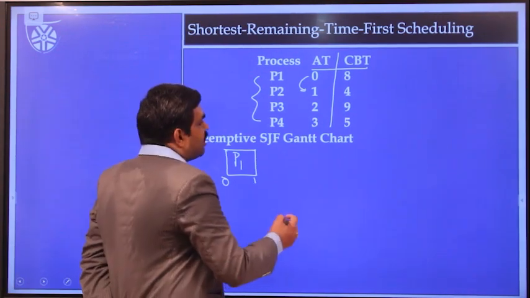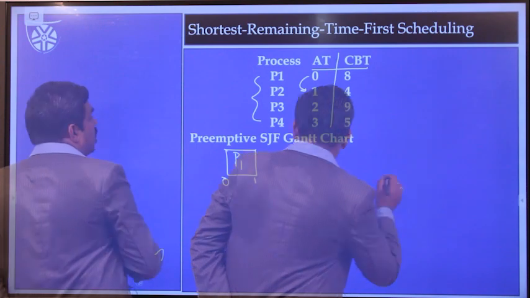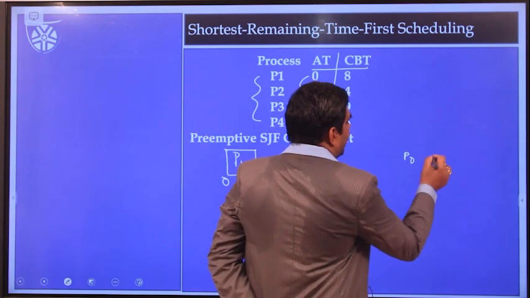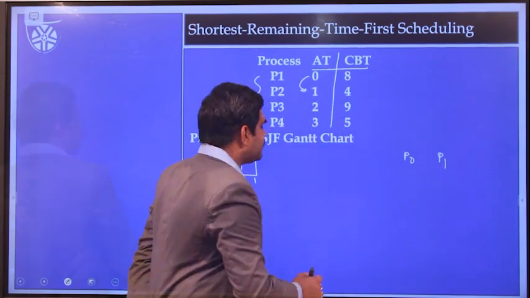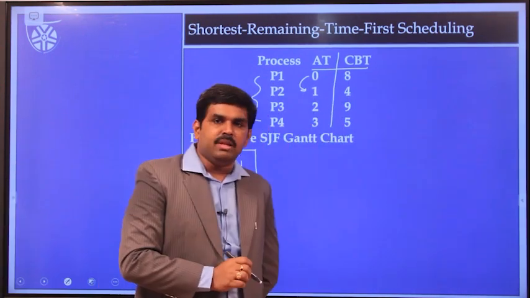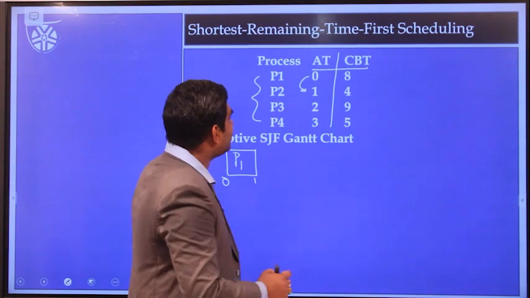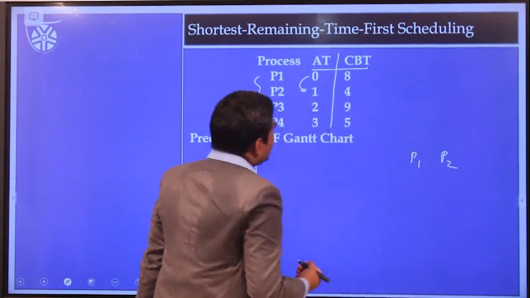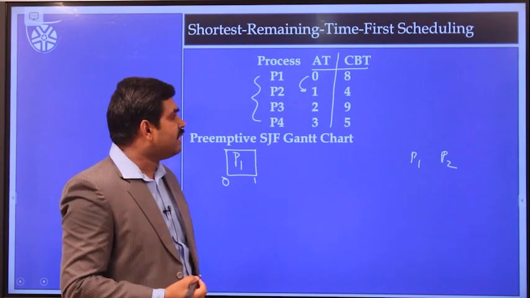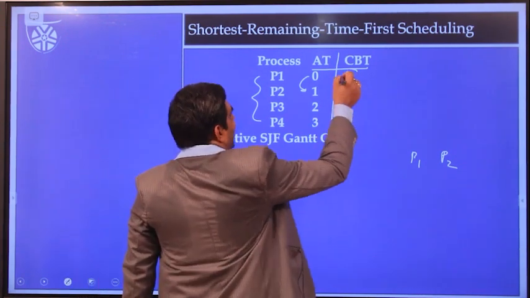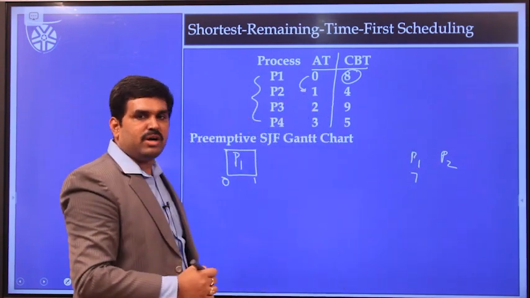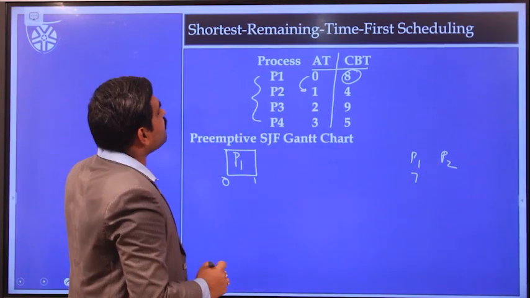After 1 second of time, what is there in the main memory? After 1 second, there are 2 processes in the main memory. What are those 2? One is P1 and the other one is P2. What is the time requirement of the process P1? P1 needs the CPU for 8 seconds, but already 1 second was assigned. So P1 needs the CPU for 7 seconds. What about the P2 process?